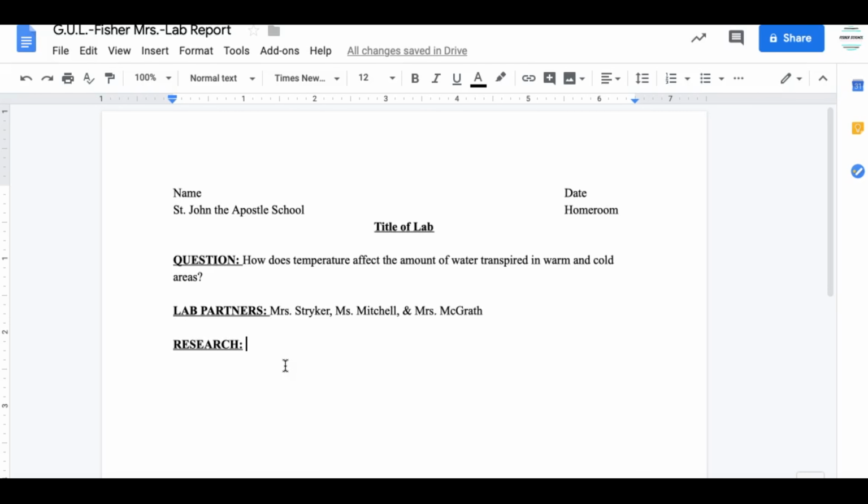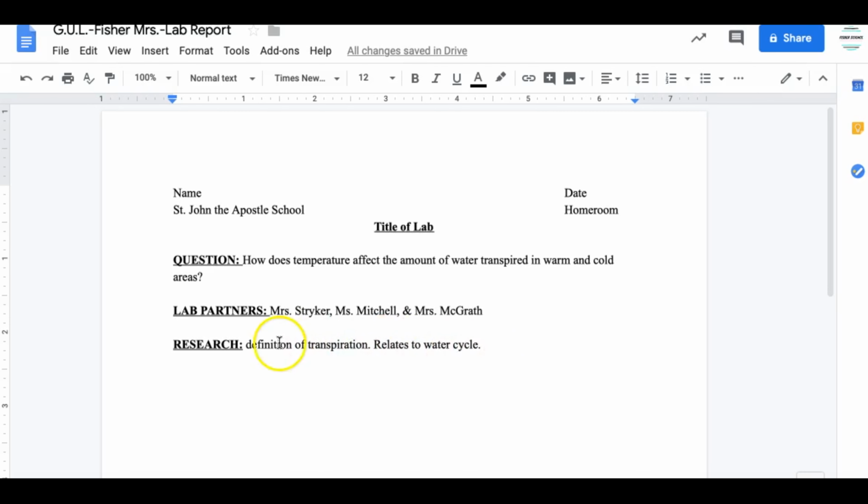The best things to do with the research piece is to include definitions of some key words that you need to understand. So here I would put the definition of transpiration. I would talk about maybe why hot and cold temperatures are different or how it relates to the water cycle. Now, obviously, I'm not going to write "definition of transpiration relates to water cycle."